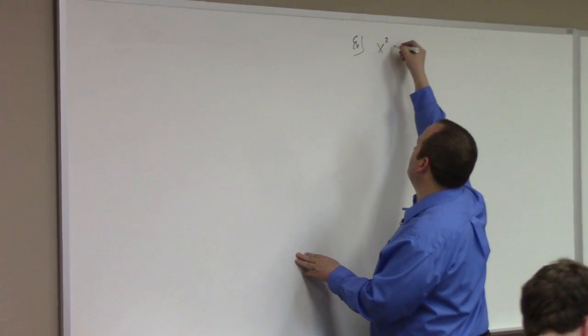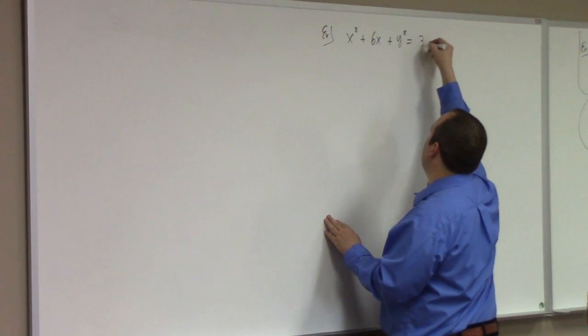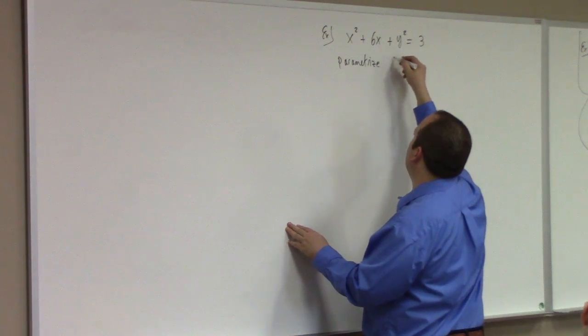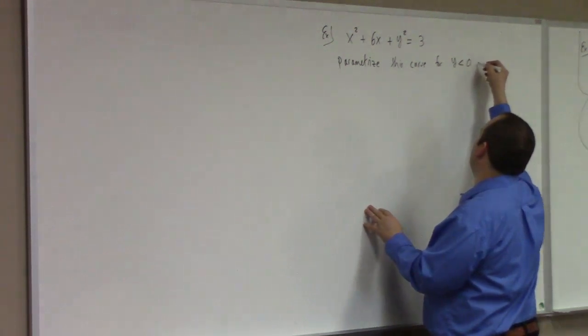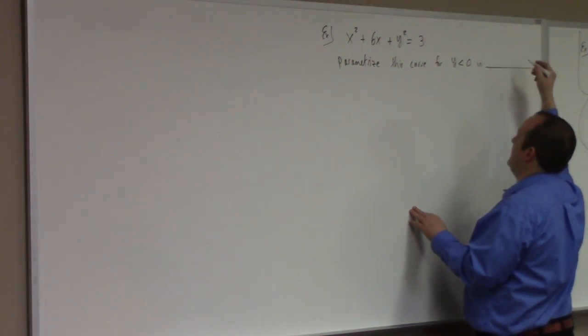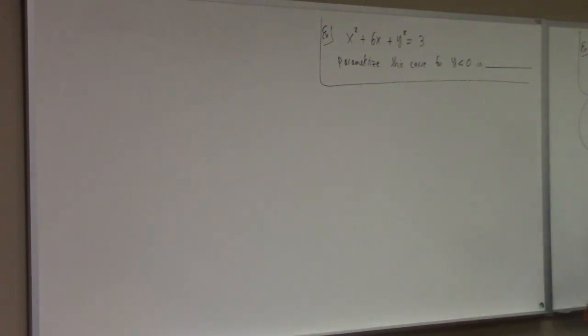So suppose you've got something like x squared plus 6x plus y squared equals 3. Parameterize this curve for y less than 0 in, well, if I had more time to make this problem and think through it, I would put a thing in there. I'm going to have to finish the statement of the problem as we work it out, if you don't mind. Let me just think about it for a second. Yeah, counterclockwise direction.